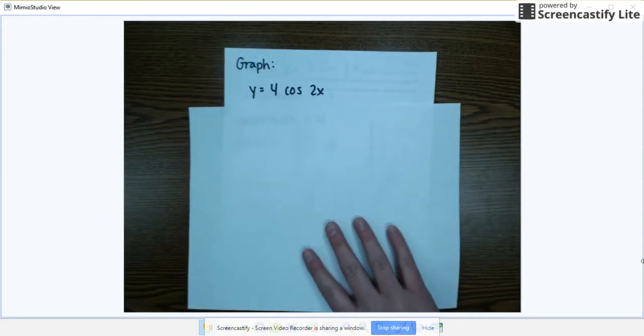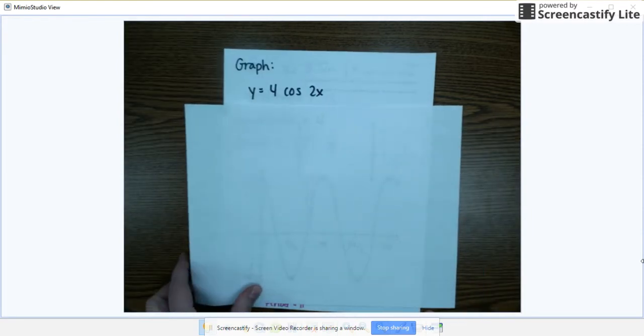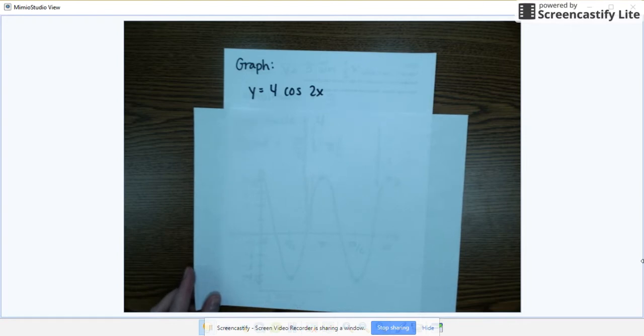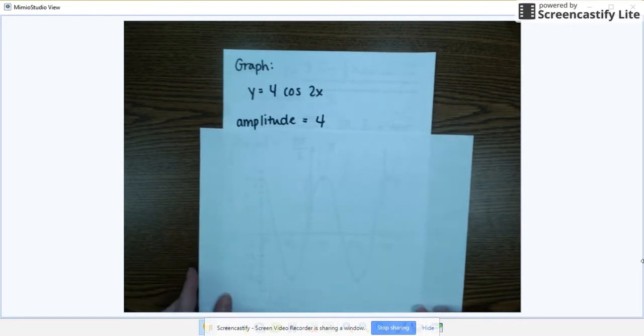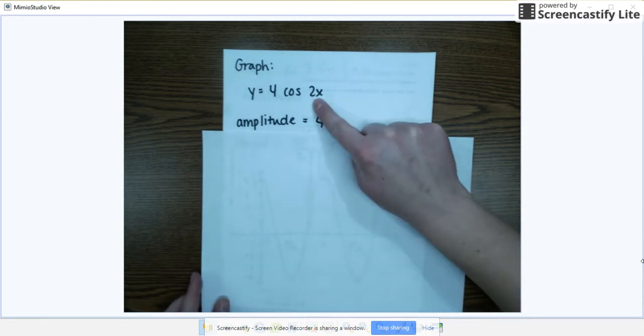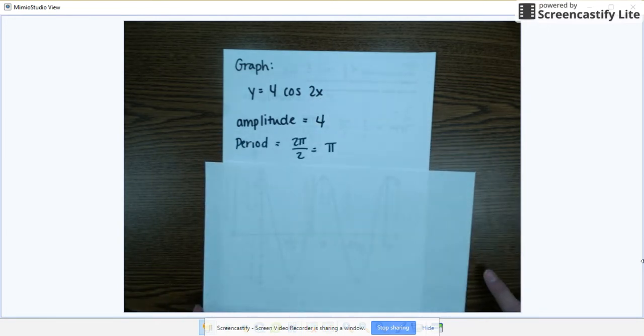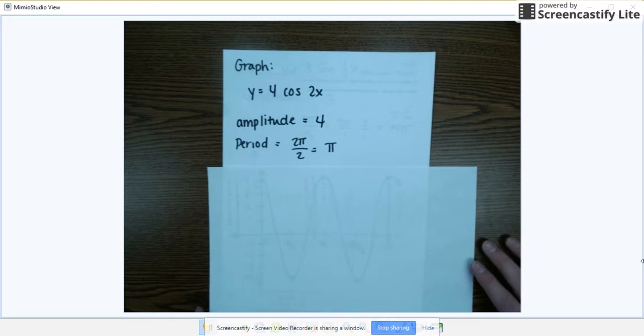Okay, I want to actually graph a couple. So y equals 4 cosine of 2x. The first thing we want to talk about is what is my amplitude? It comes from that number. So our amplitude is 4. And then our period is 2 pi over that b value. So 2 pi over 2 gives us a period of pi.